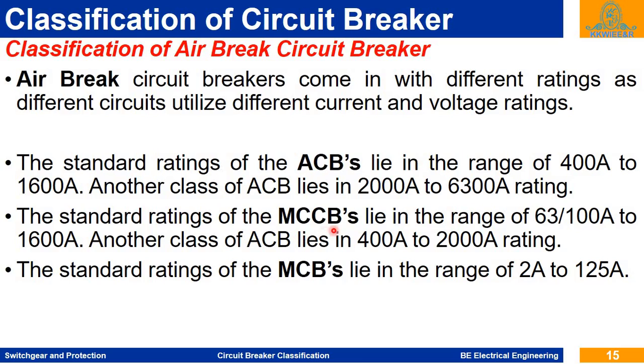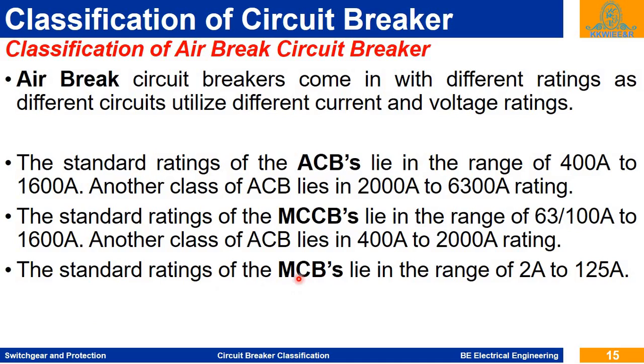Next is the MCCB, molded case circuit breaker. It starts from 63 ampere or 100 ampere up to 1600 ampere or 2000 ampere current rating. They are called MCCB, molded case circuit breaker. These are also available in 3-pole or 4-pole.